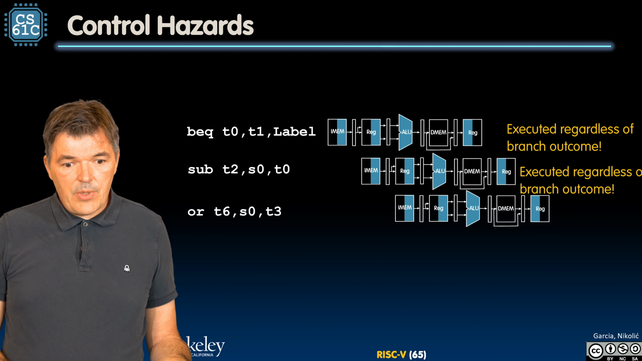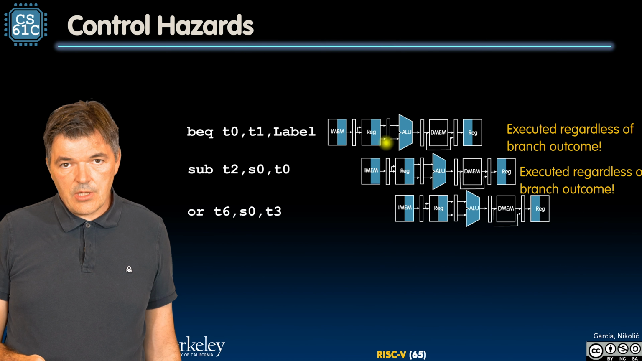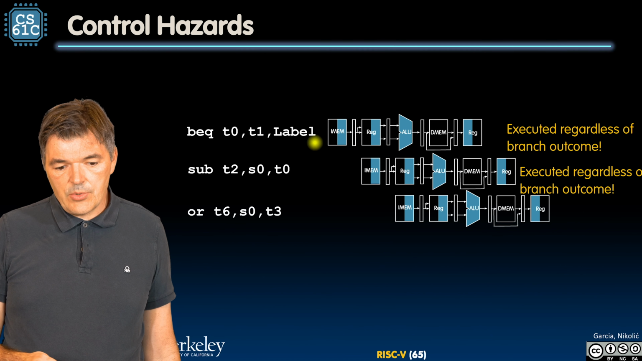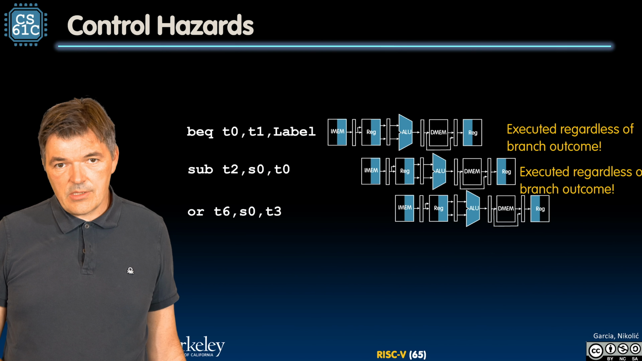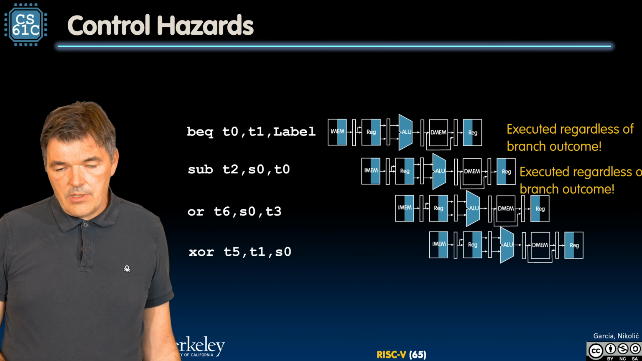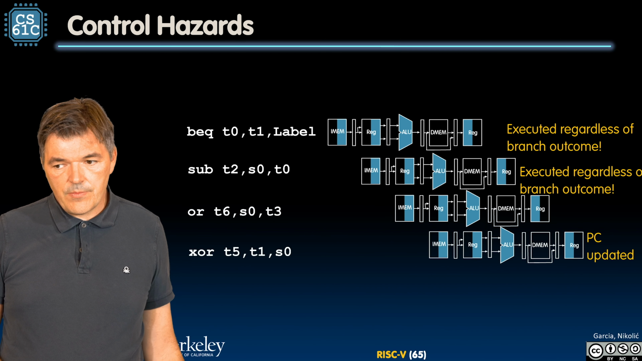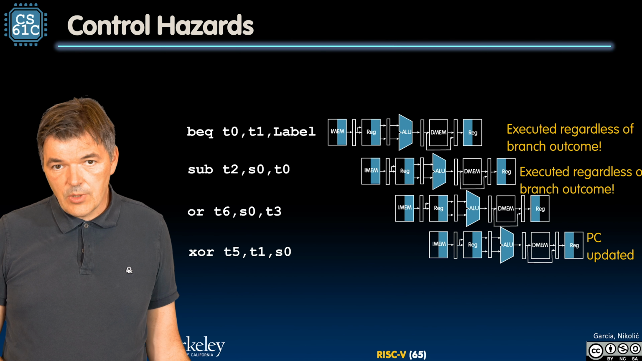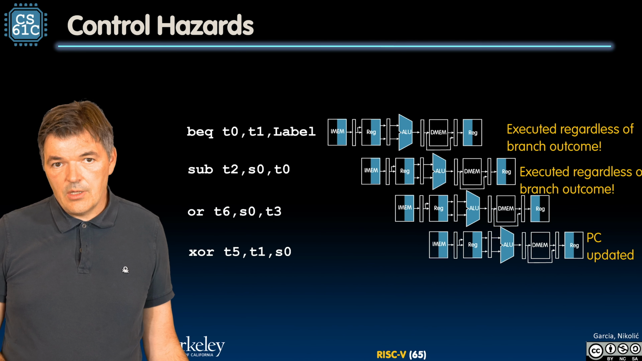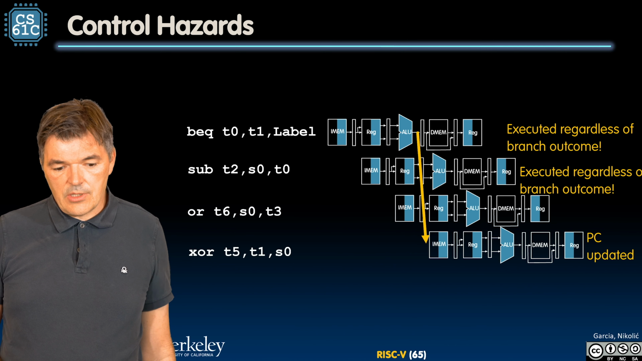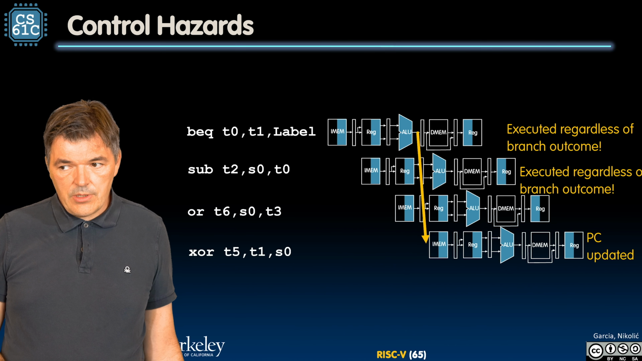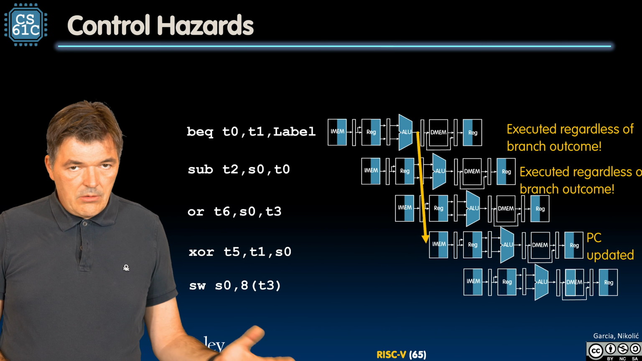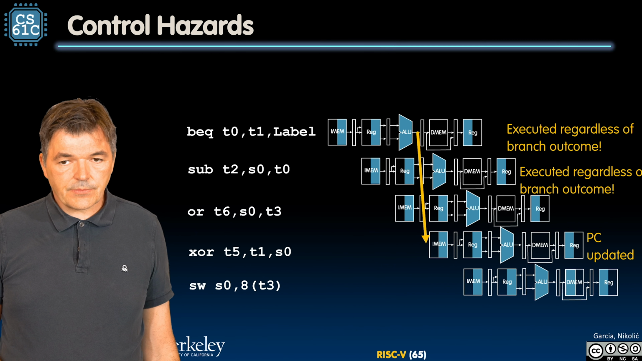But what can happen if the branch is supposed to be taken? We are supposed to update the program counter to a label that is somewhere else, and these two instructions should not have been executed. The subsequent instruction, this XOR, is okay. The PC will be updated by that point, and we'll know whether the branch was taken or not. So that one is okay, and all the other instructions that follow that.